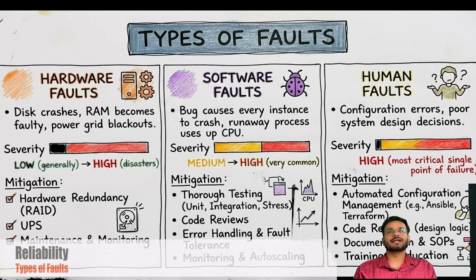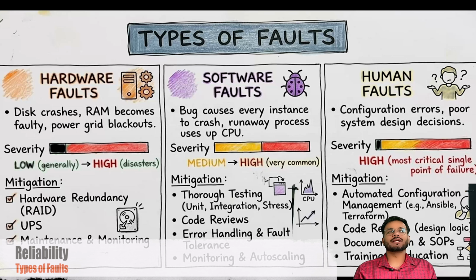Now, for human errors, the key is good design. Make it easy to do the right thing and hard to do the wrong thing. Use infrastructure as code so changes are reviewed. Implement circuit breakers so failures don't cascade. And always have a quick rollback mechanism.